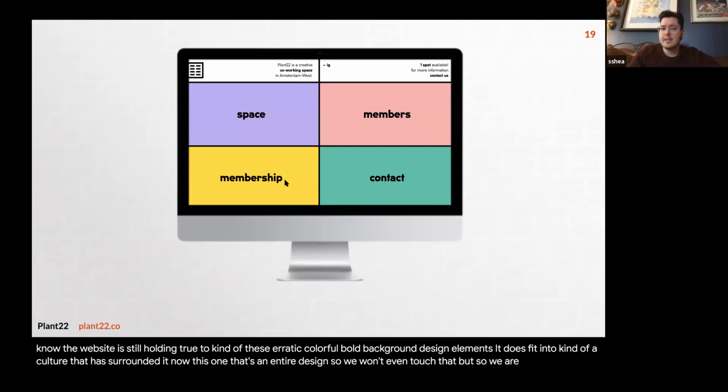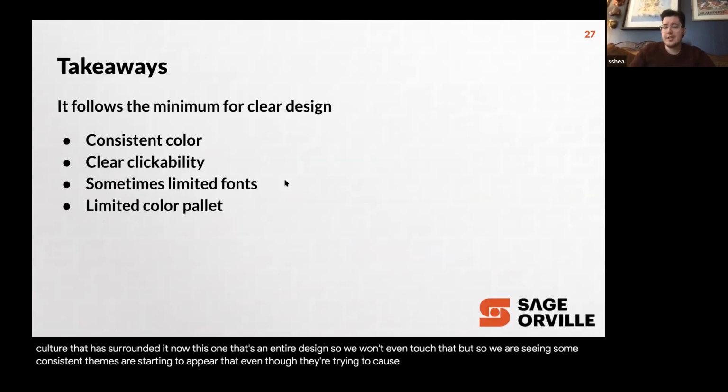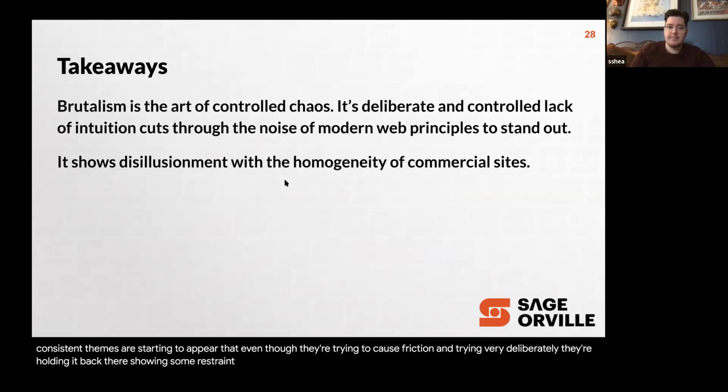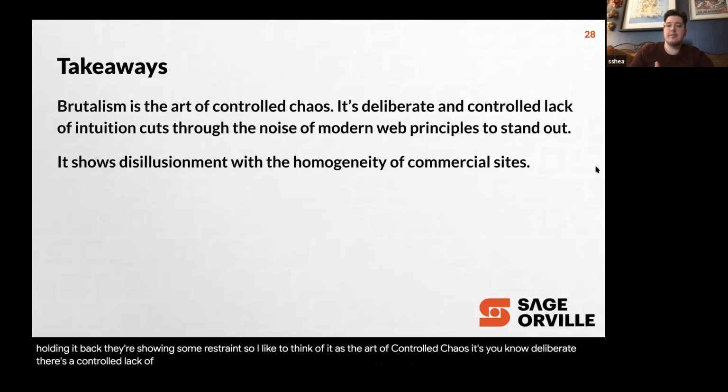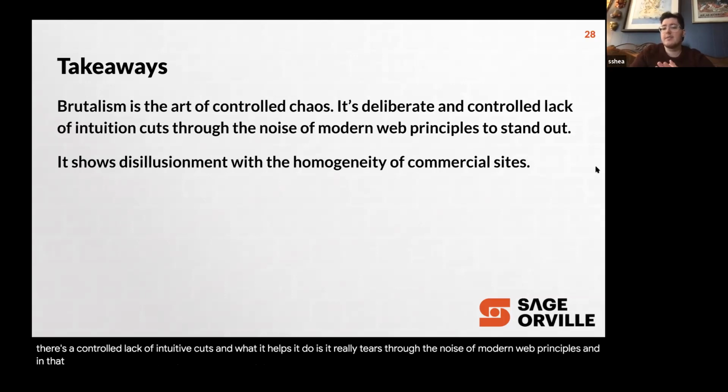But we are seeing some consistent themes that are starting to appear, that even though they're trying to cause friction, and trying very deliberately, they're holding it back. They're showing some restraint. So I like to think of it as the art of controlled chaos. It's deliberate. There's a controlled lack of intuitive cues. And what it helps it do is it really tears through the noise of modern web principles. And in that way, it can really stand out.